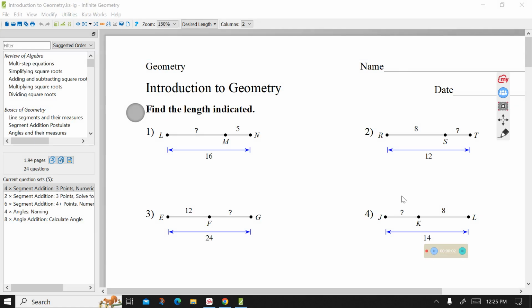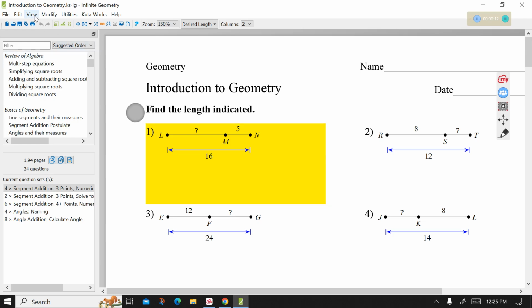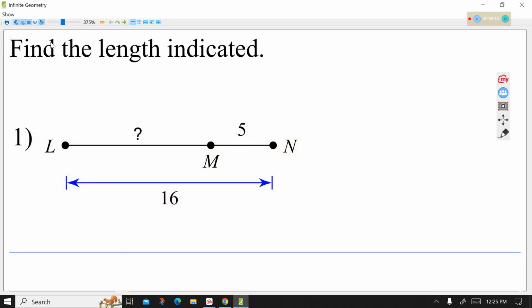So we're working on the introduction to geometry assignment. In this video, I'll do some examples and give you guys some chances to maybe work on your own and see if you get the right answer. So let's start with this first one. We're working with the line segment addition postulate in this case.